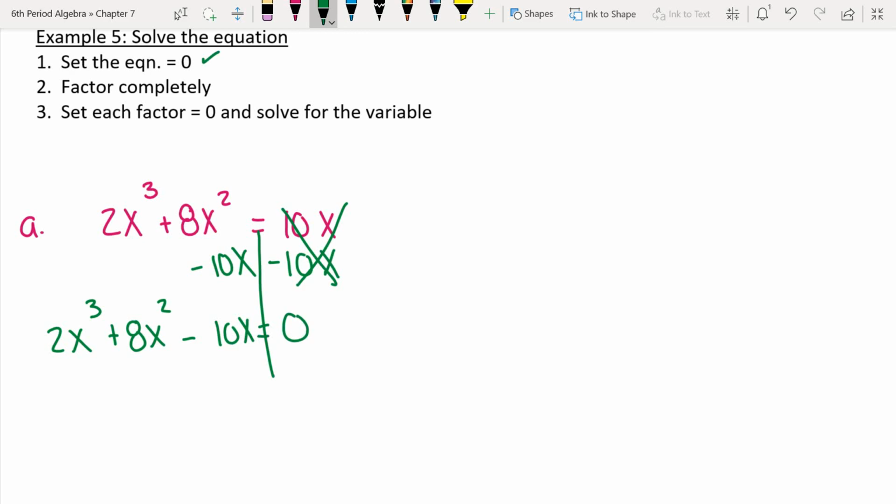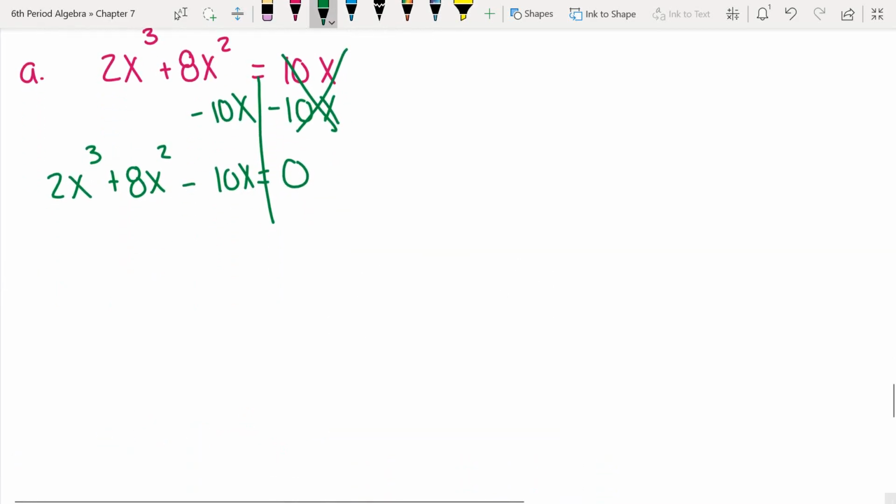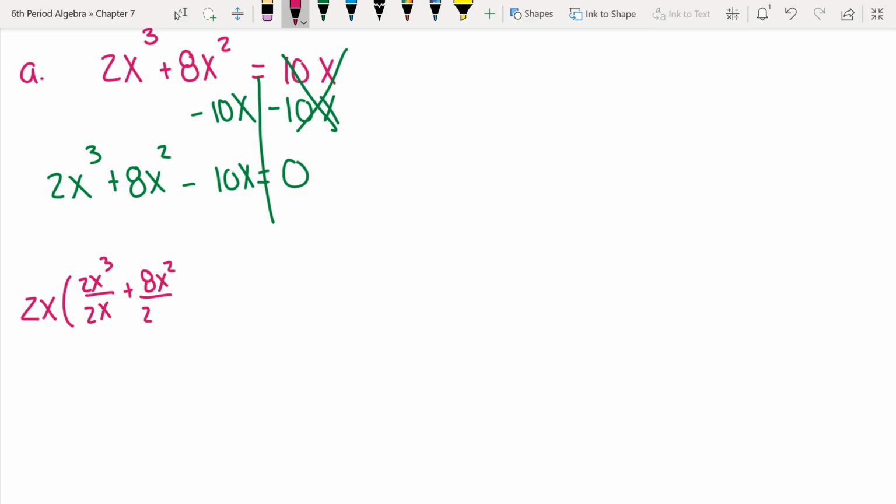Step 2 is factoring completely, meaning on the left side of my equation, I am going to factor this out as much as physically possible. So using our strategies from those previous examples, we're going to find our GCF. This will have both a number and a variable. The number they all have in common is a 2. The variable they have in common is x. If I factor this out, I have 2x cubed divided by 2x plus 8x squared divided by 2x minus 10x divided by 2x, still equaling 0.